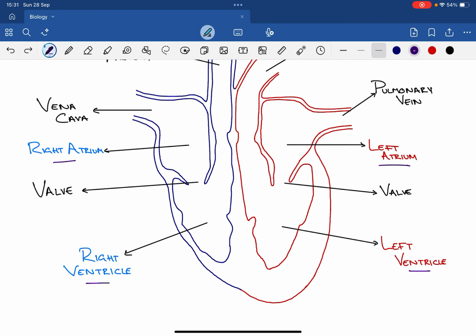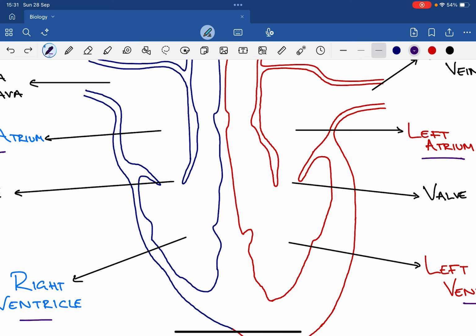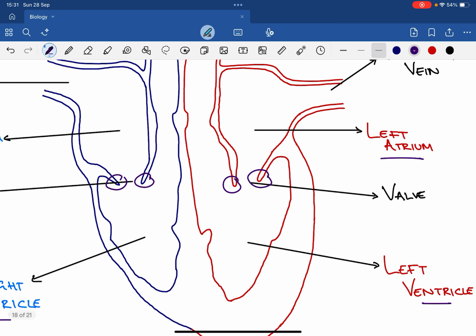Also, you have something called heart valves situated here and here. The role of these heart valves is that they open and close to prevent backflow of blood. So what that means is that we want blood to travel from the atrium to the ventricles, and the valves are there to prevent it from going the opposite way.